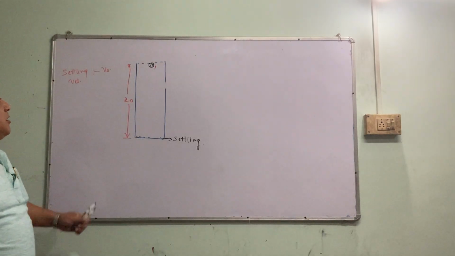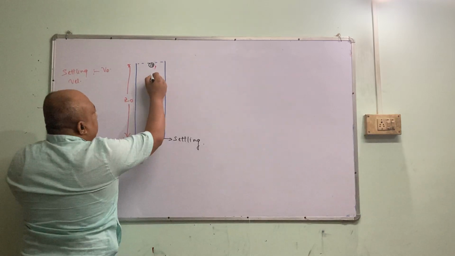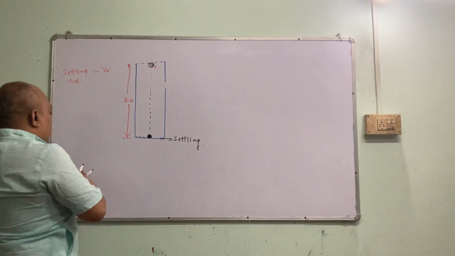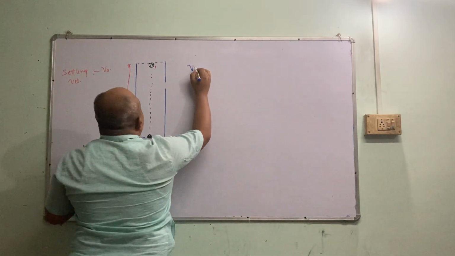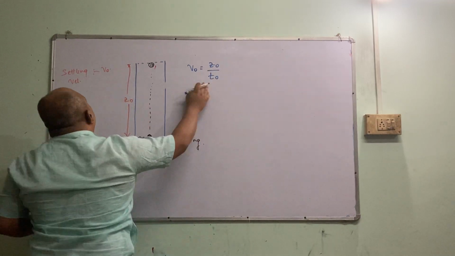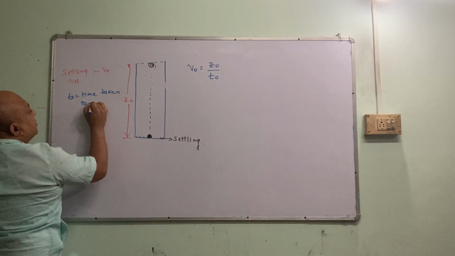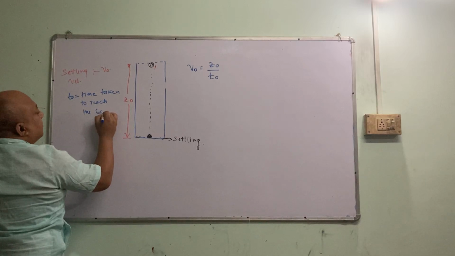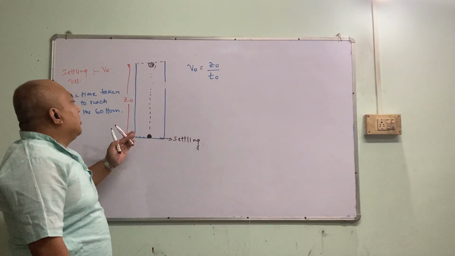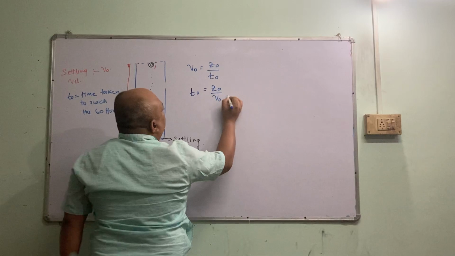Now the time taken for this particle to reach the bottom, this is called settling or sedimentation. What we can say is, its settling velocity is equal to Z node divided by T node. T node is the time taken to settle at the bottom, okay? This is just a universal concept. So the time taken can be calculated as T node equals Z node divided by V node, number 1.